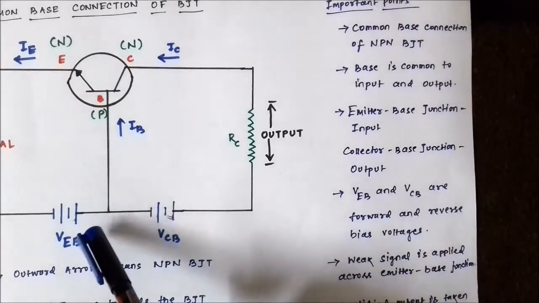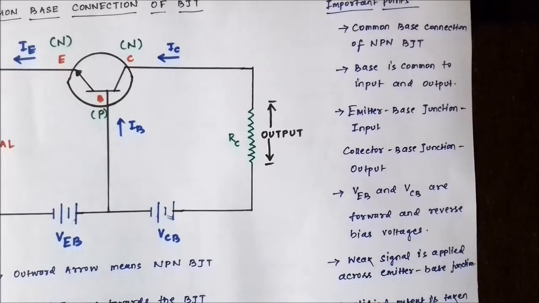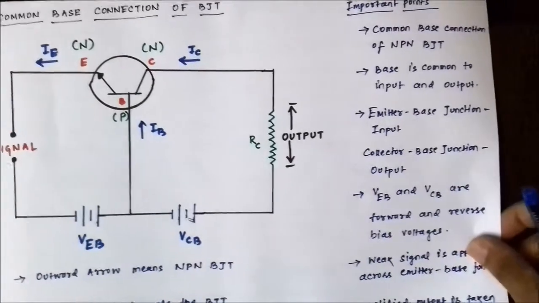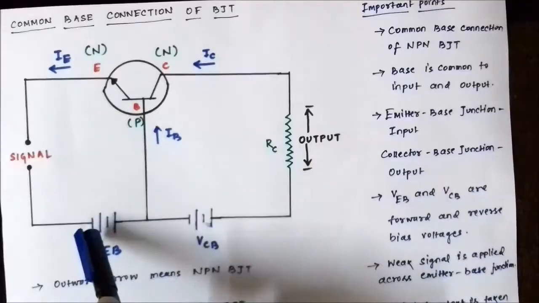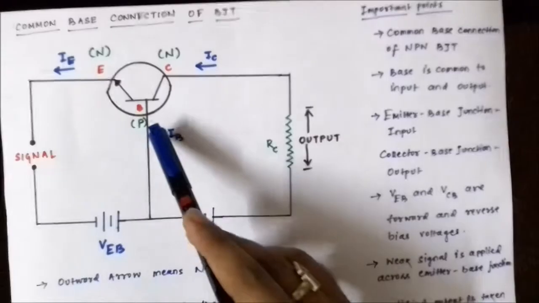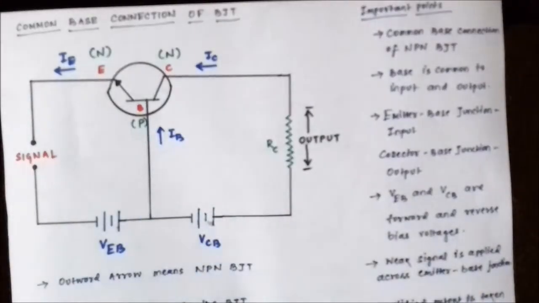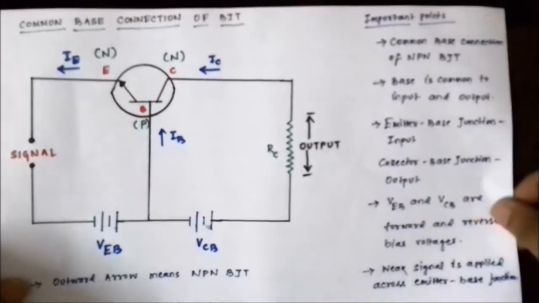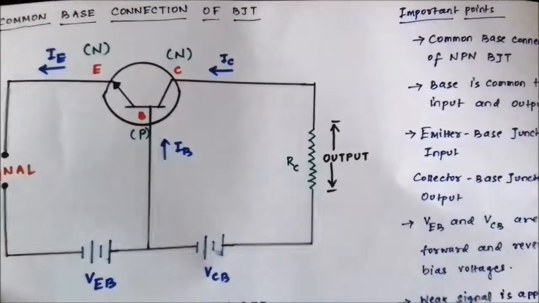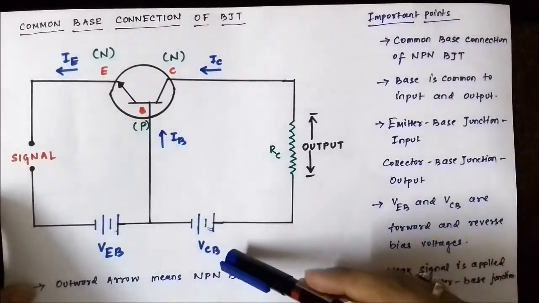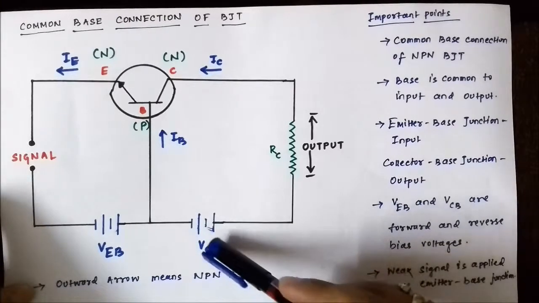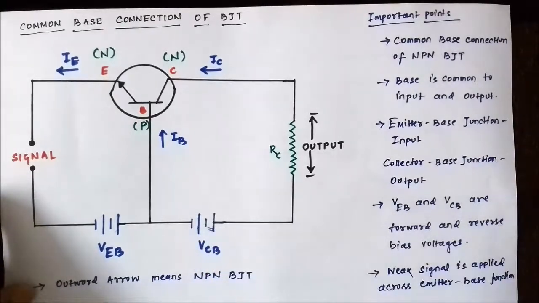Here VEB and VCB are the forward and reverse bias voltages. Here the input junction, the emitter base junction, is forward biased. As you can see, the N terminal is connected to the negative end of the supply, and the P-type base is connected to the positive end of the supply. And here the output junction, the collector base junction, is reverse biased. The N-type collector is connected to the positive end of this supply, and the P-type base is connected to the negative end of the supply VCB.